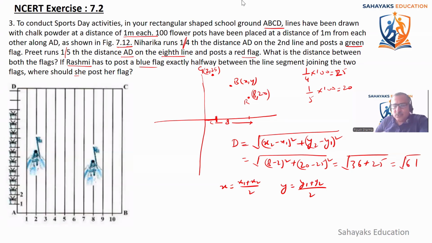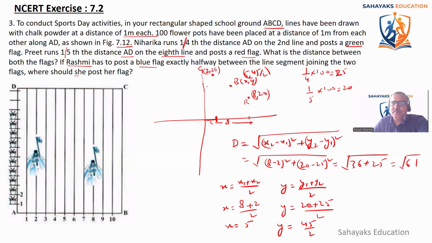So x is equal to (8 plus 2) divided by 2, and y comes out to be (20 plus 25) divided by 2. So (8 plus 2) by 2 is 10 by 2, x comes out to be 5. And y comes out to be 45 by 2. So the point B is (5, 45/2). These are the points.